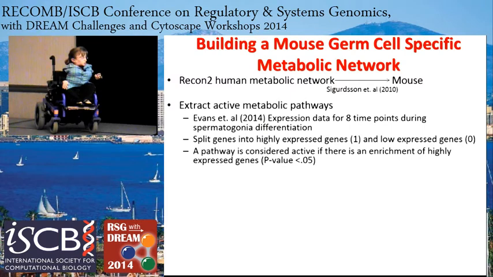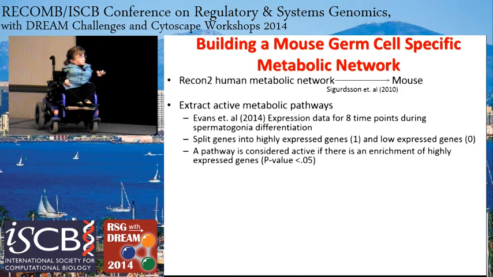To do this, we used expression data generated by Michael Griswold's lab at Washington State University. They had generated cell-specific expression data for 8 different time points during spermatogonial differentiation. We split genes into highly expressed and lowly expressed genes. If the expression value for a gene was above the median expression value, we classified it as a highly expressed gene, and vice versa for the lowly expressed genes.